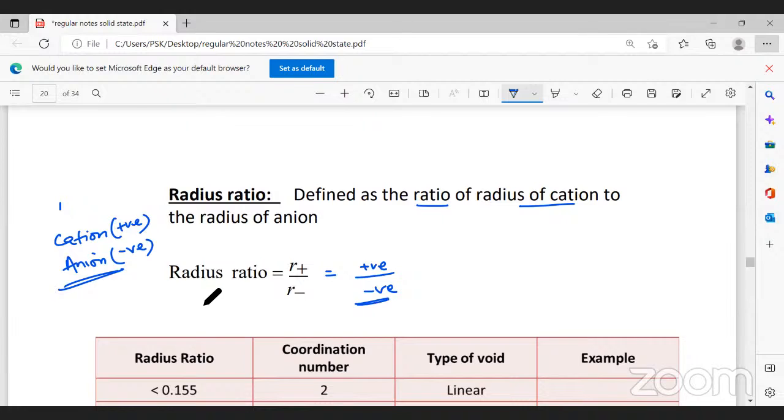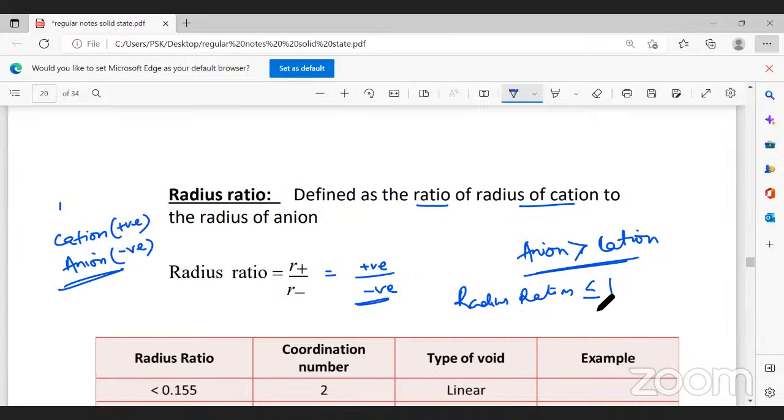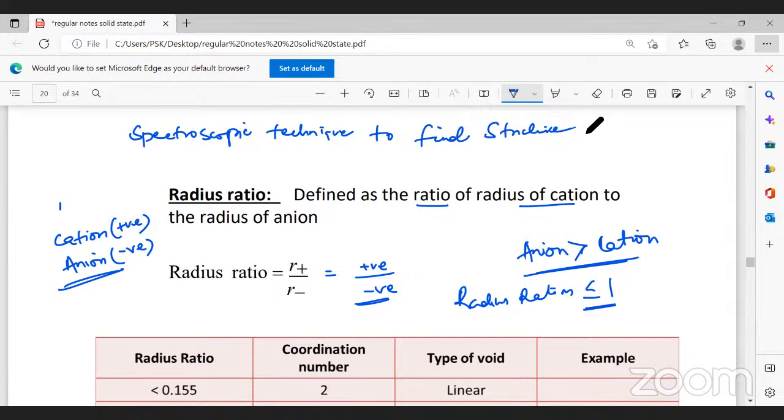Why do we have to study radius ratio? I'm telling you in 2 minutes. Always remember, anion will have greater size compared to cation. Since the anion is larger than the cation, the radius ratio will be less than or equal to 1. It cannot be more than 1 because the denominator has a larger value. Now, what is the purpose of learning radius ratio? In modern days, we have spectroscopic techniques to find the structure of the molecule.